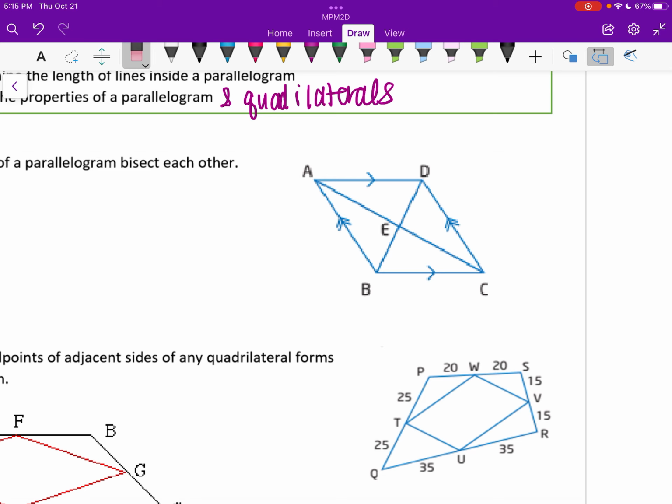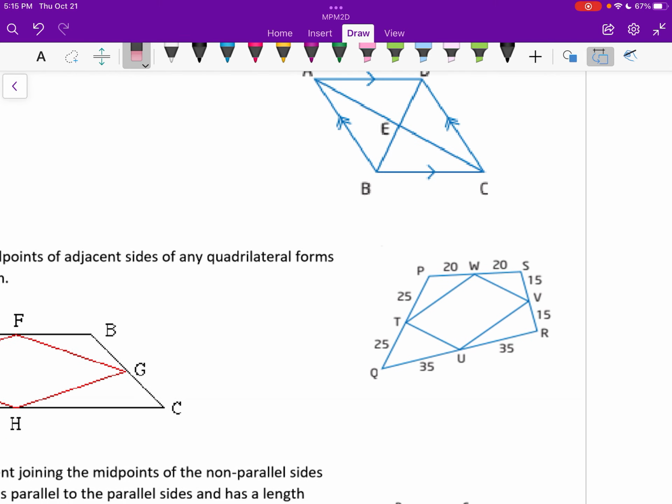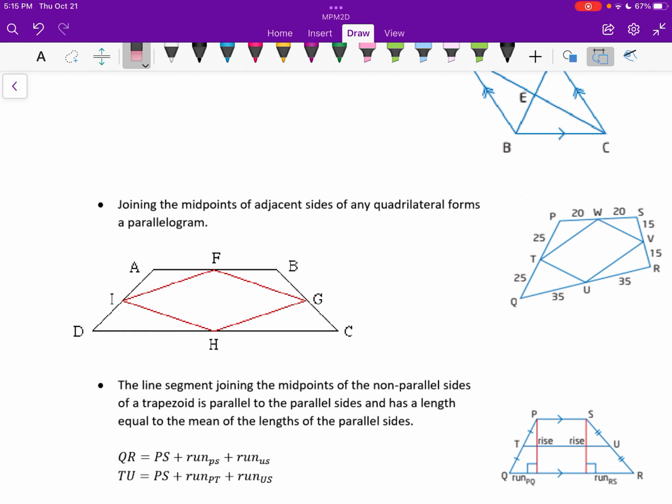Right? The next thing that's important to know is that if you take the midpoints of adjacent sides of any quadrilateral, so this is a quadrilateral because if you look at it, it's all four sides, right? If you take the midpoint from A to B here, it's going to be F, right? From D to C here, it's going to be H, and then G and I. If you take the midpoints of all those lines and you draw them together, this is actually going to be a parallelogram as well.